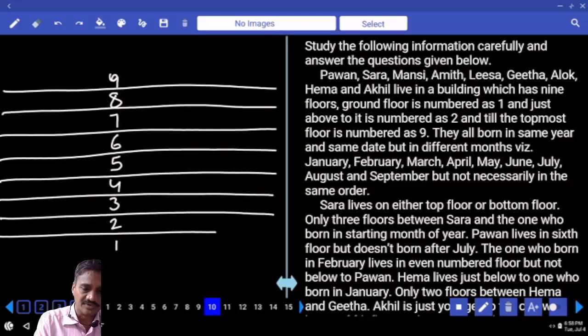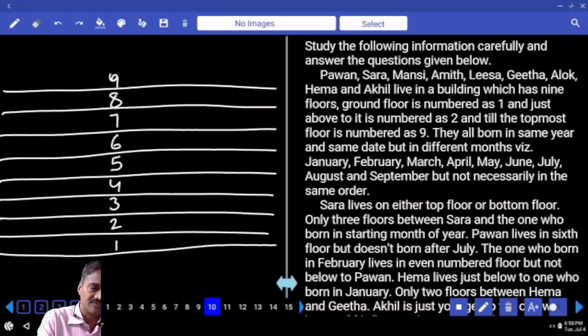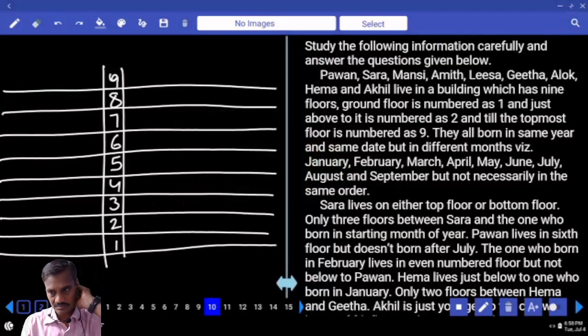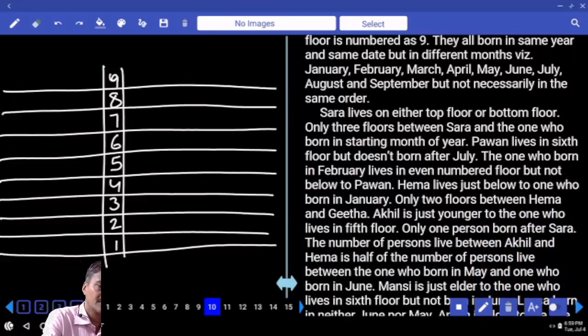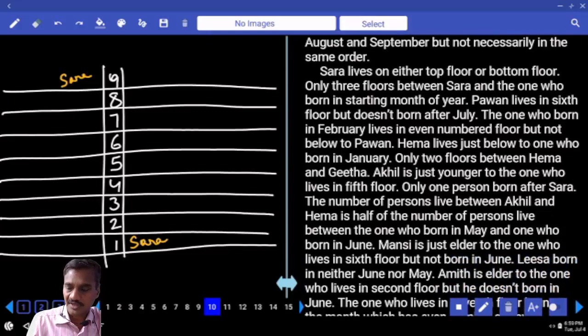Then coming to condition number 1. Now in this condition number 1, Sara lives either on the top or on the ground floor. Now, let us take Sara is on the top and in the next case Sara is on the bottom. Sara lives either top or the bottom and there are only 3 floors between Sara and the one who was born in the starting month of the year. Isn't it? Starting month of the year means January. And how many people are there? There must be exactly 3 people. And the one who was born in the month of January must be on the 5th floor.